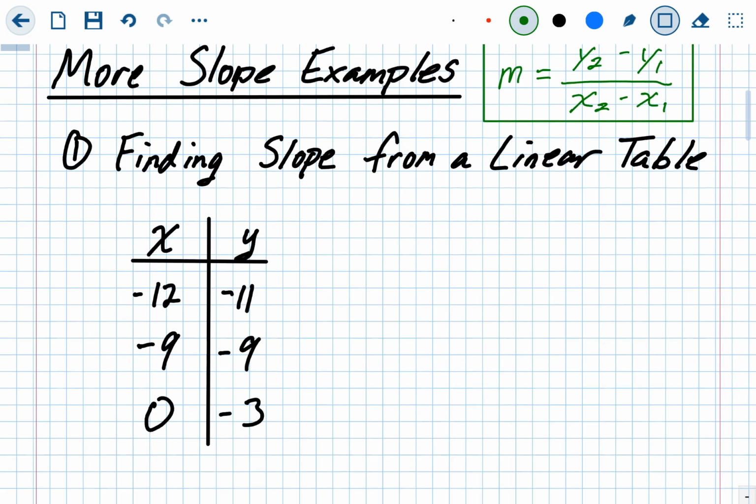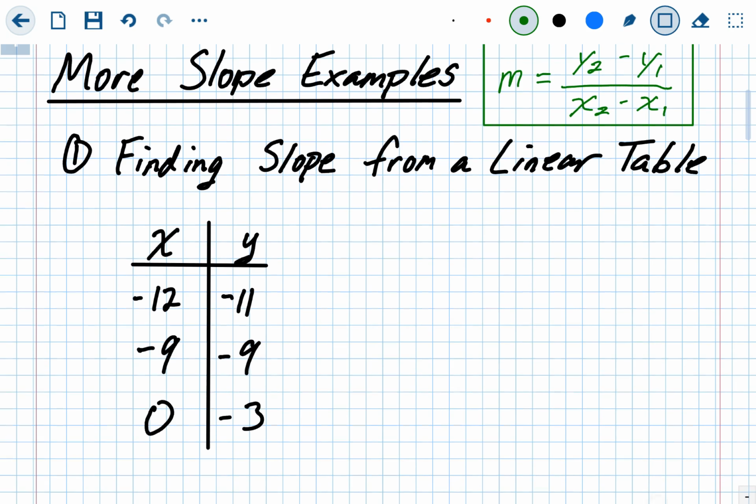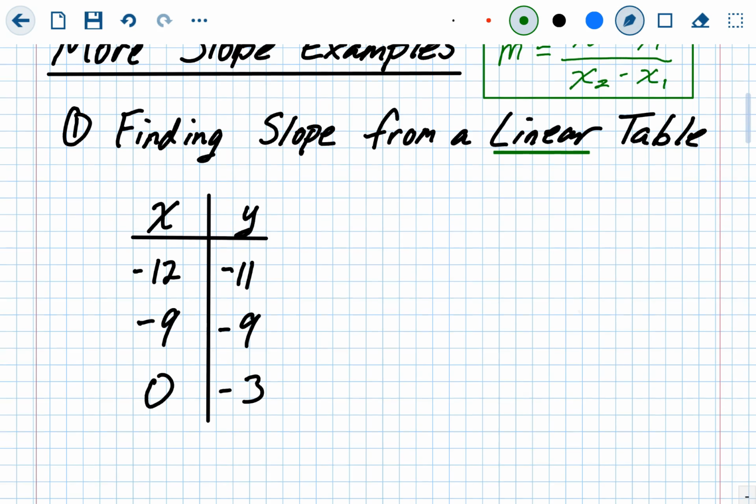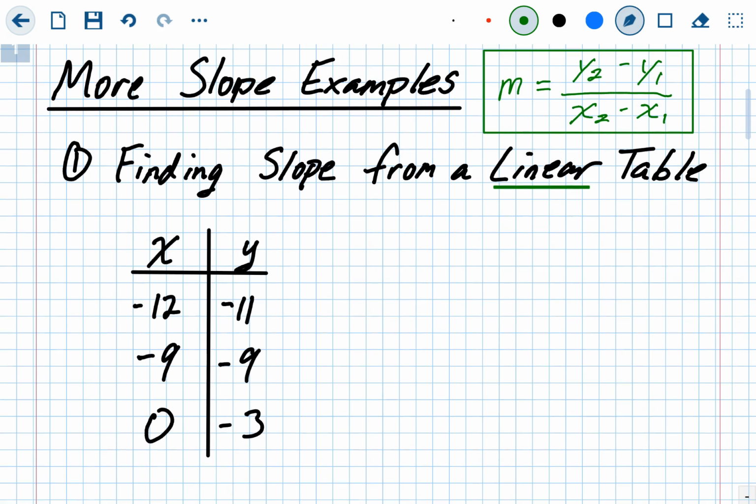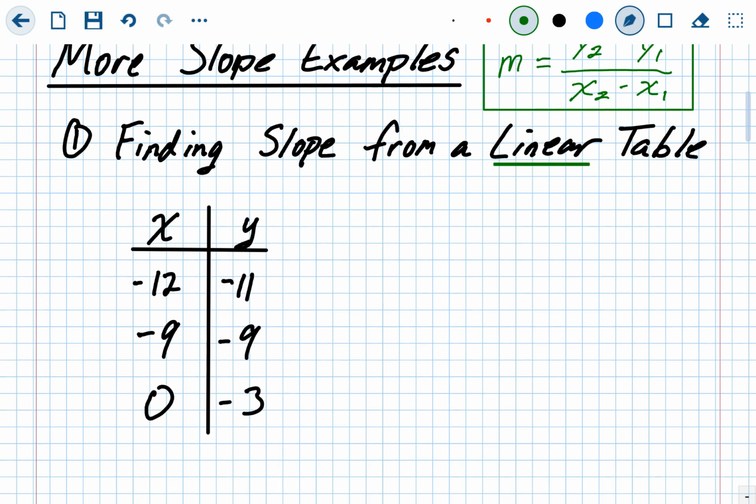Now it's important that it specifies that this is a linear table, because in the next example, it's not going to. Well, we have a table. We know how to find the slope from ordered pairs, and remember that a table is just a different structure for ordered pairs. So on this table we have 3 x values and 3 y values. To find slope you only need 2 points. So you're just going to pick 2 points from this table.